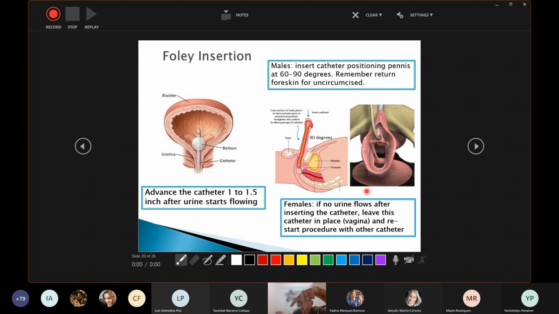So you leave the Foley that failed here, and then with the new Foley, you go above that. After you obtain urine and you secure the second Foley, then you remove the failed Foley. Those are classical questions.